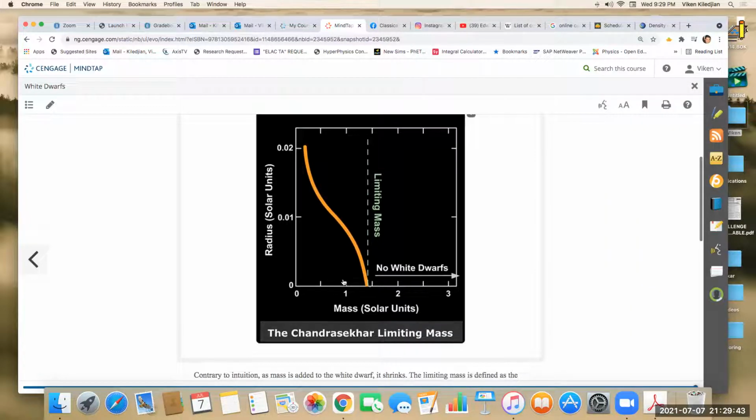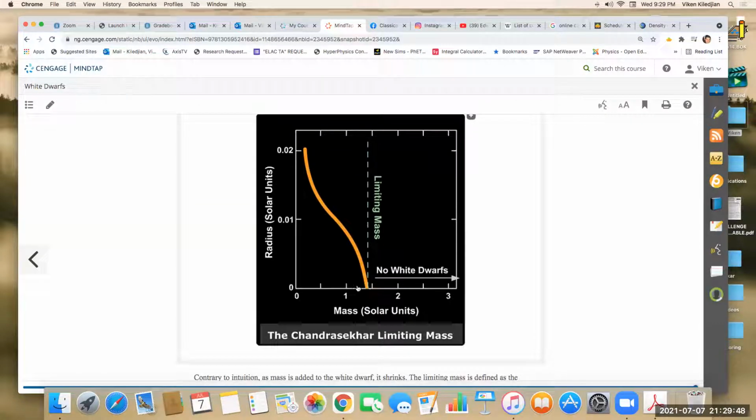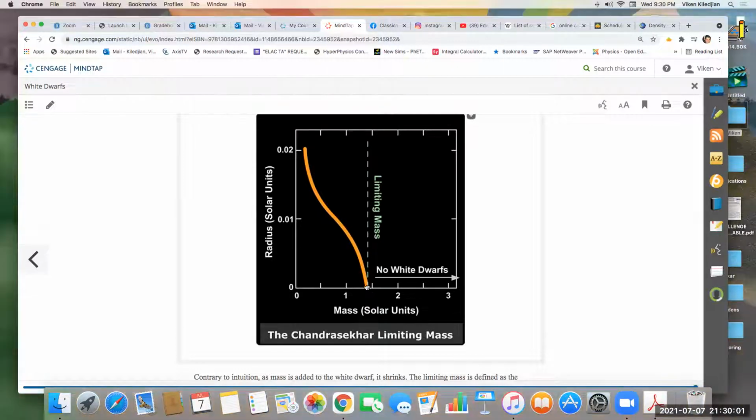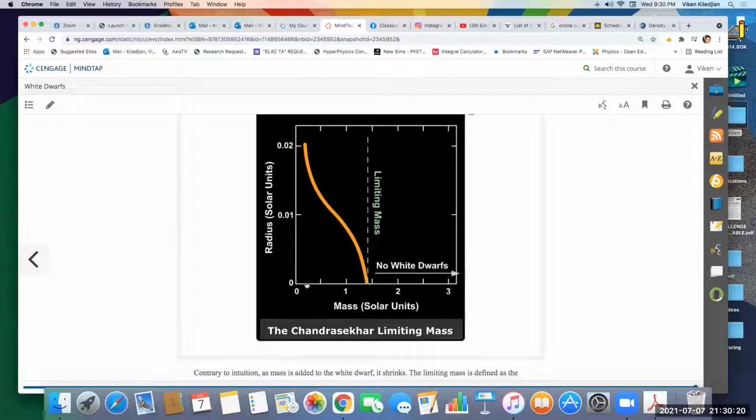So one solar mass white dwarf. But now as the mass of the white dwarf is increasing, what's happening? I'm adding more and more material in a smaller space. The gravity of the material is causing the white dwarf to start wanting to collapse, you see? So the heaviest I can make the white dwarf is 1.4 solar masses. This is right around 1.4. And at that point, the radius of the white dwarf is essentially almost zero. It collapses, you see?